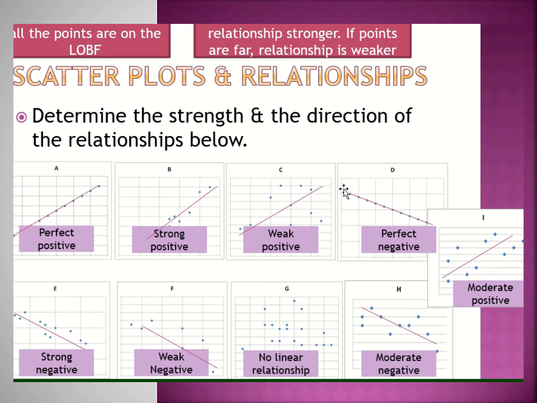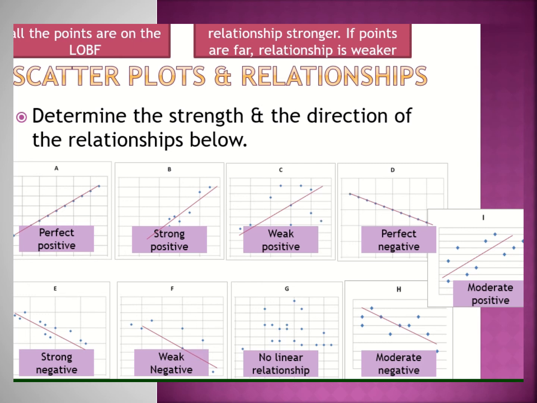Okay, if you look at this, it is perfect, all on the line, but it's going down. So it's perfect, negative. This is going down. The points are quite close, it is strong, negative. This is weak, negative, so far away. Okay, but when it comes to weak negative and weak positive, you can see the trend going down, going up, easy.